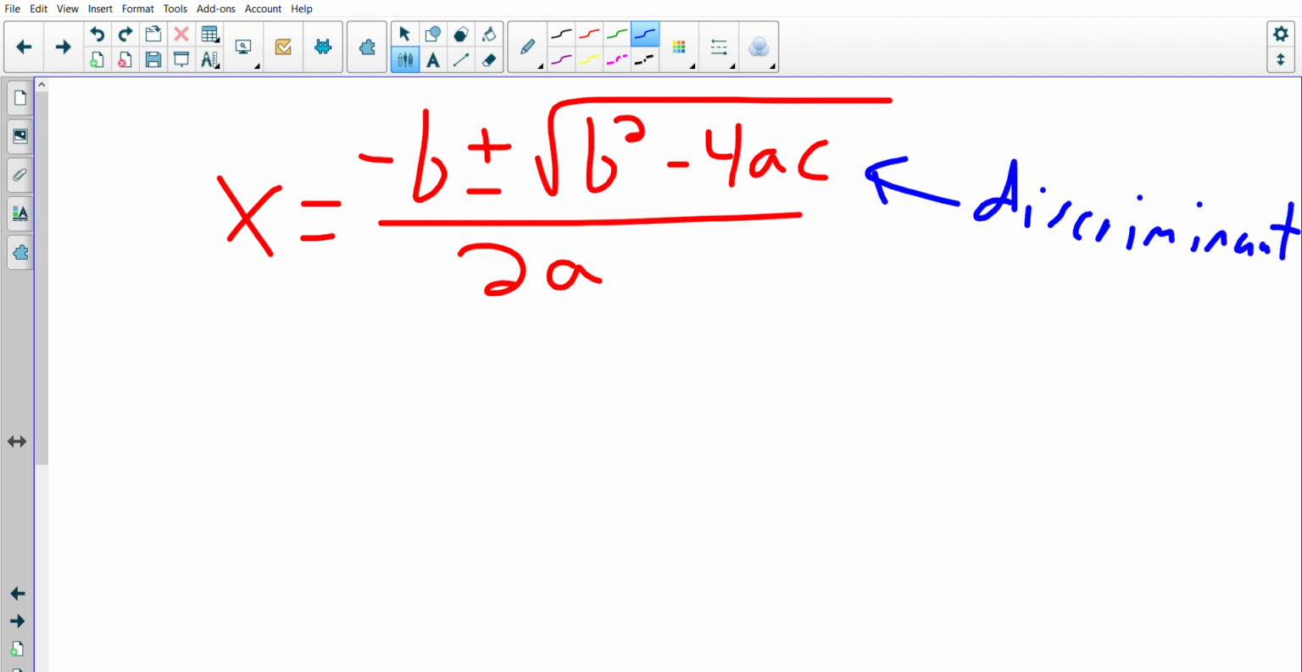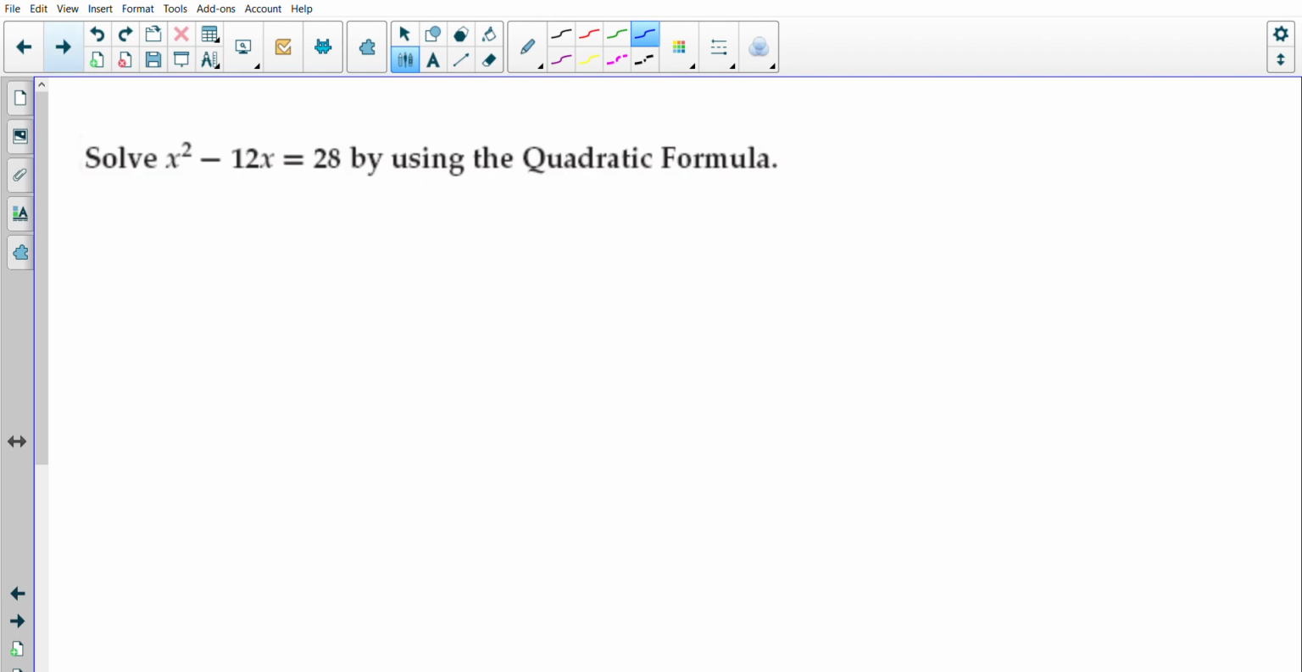Okay, so all we have to do is plug in the b and the a and we can simplify. Now we are not going to use the square root the way it's supposed to. We're going to keep it there and make sure we stick with actual nice looking numbers. All right, so let's get some practice in. So solve x squared minus 12x equals 28 using the quadratic formula.